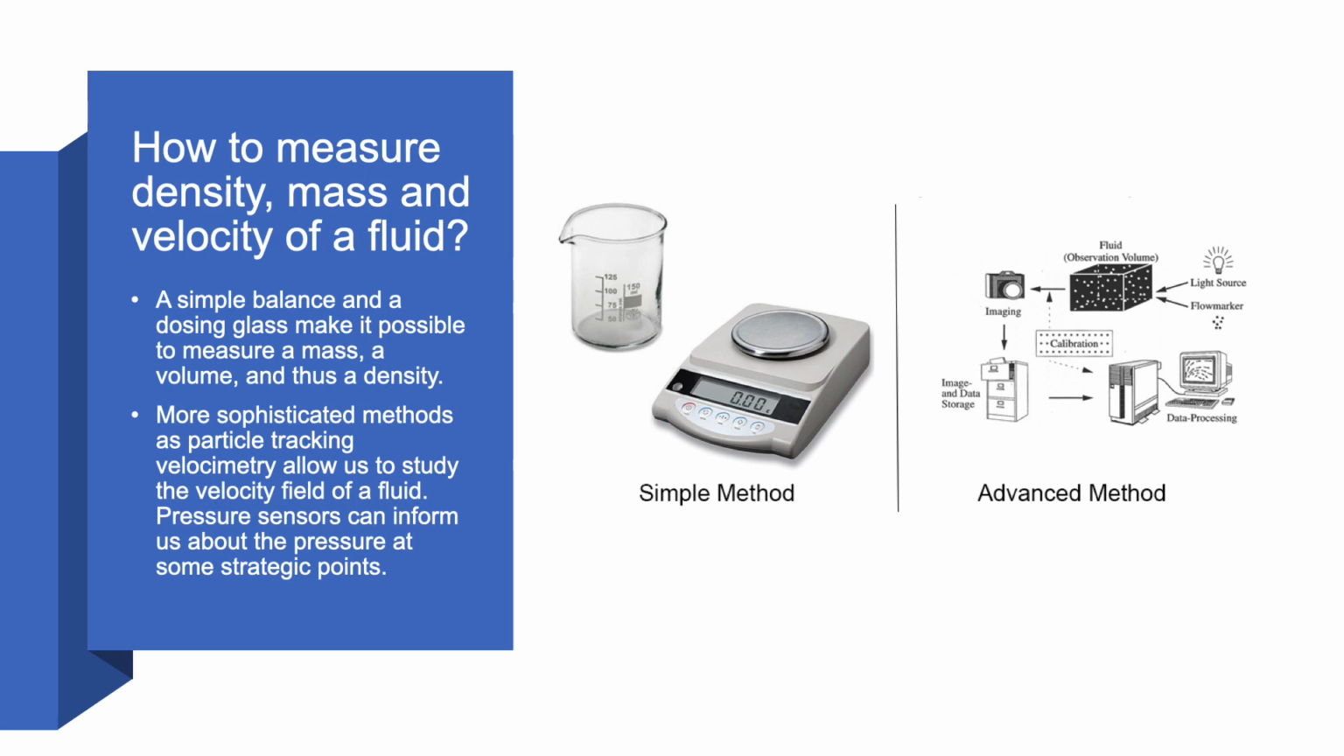So how do you actually measure density, mass, and velocity of a fluid? Well, there are several methods, either simple or advanced. A simple method would be to use a dosing glass, and then you can measure the mass, you can measure the volume, and then you get the density. So that's what generally we do in college when we don't have the most advanced tools.